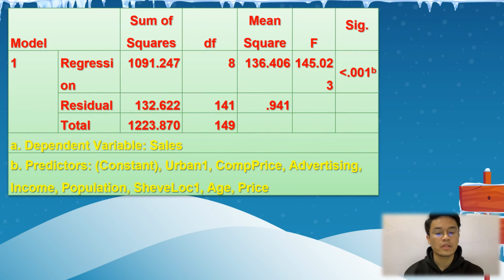So from the ANOVA table, the p-value is less than 0.001, which means that at least one of the 8 variables, which are competitor price, income, advertising, population, price, age, shelf log, and urban, can be used to model sales.